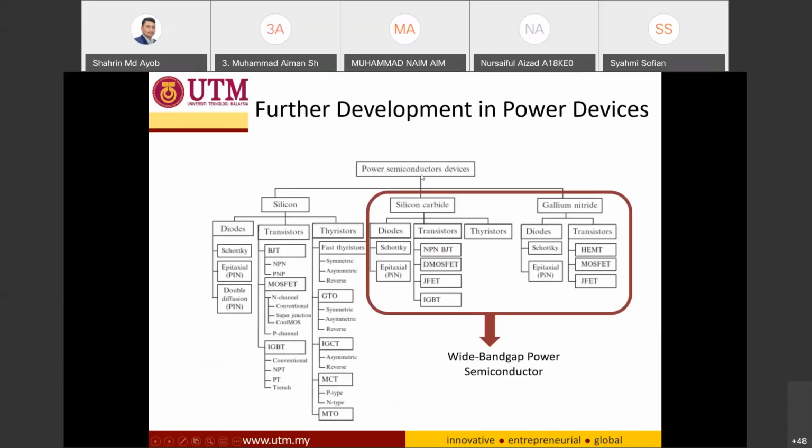Okay, so as you can see, this is the diagram. This is what they call silicon. Before silicon carbide and gallium nitride technology, most of our transistors, diodes, and SCRs are based on silicon. But in the future, all these diodes, transistors, and thyristors will be manufactured based on these two materials, silicon carbide and gallium nitride. What is the advantage? As I explained earlier, it increases the capability of current and also the voltage.